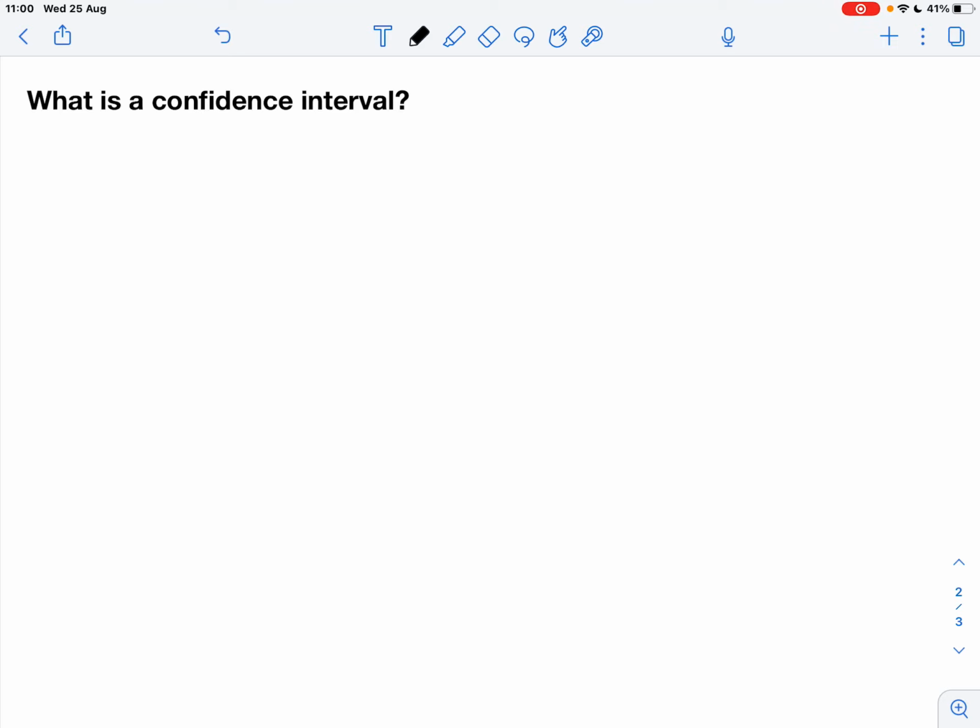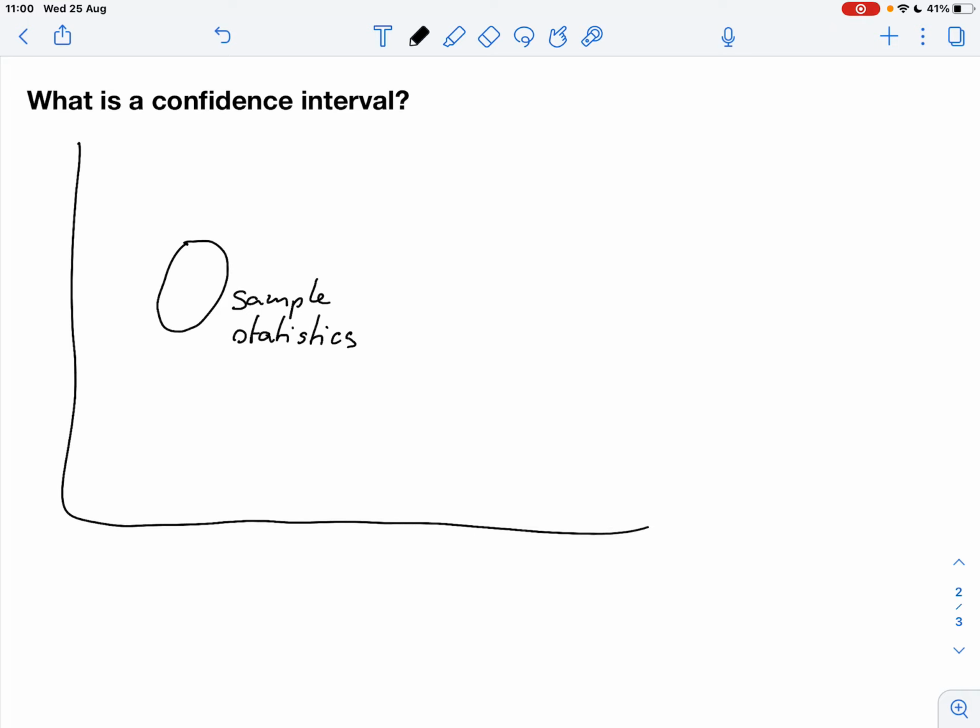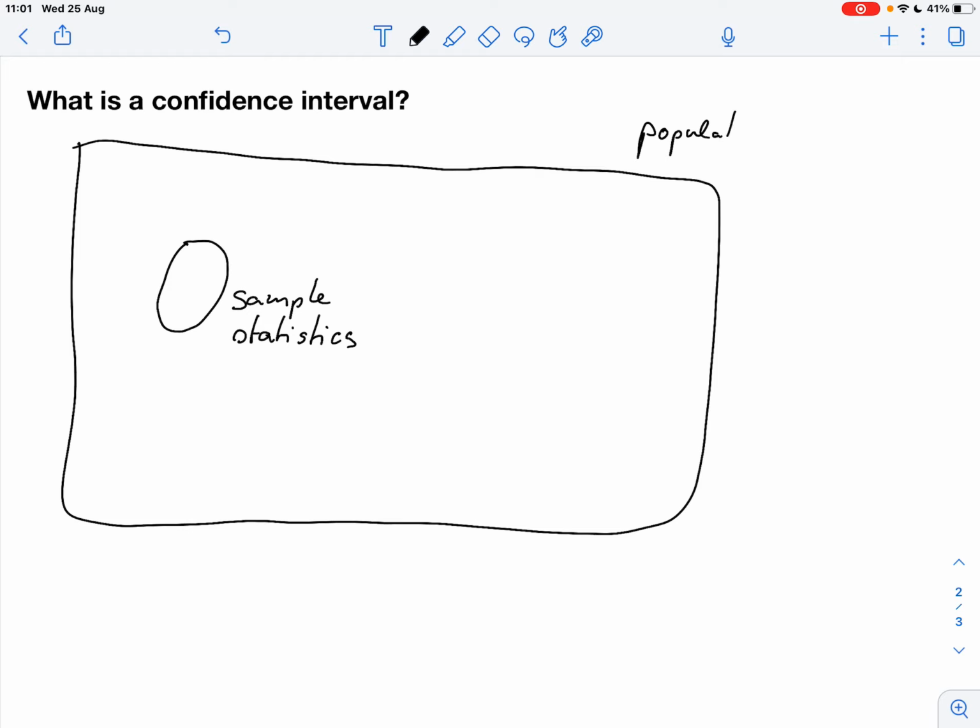So we usually take a sample. So we make some observations. This is a sample, and this sample is characterized by certain values, by the sample statistics. So this could be the sample mean, the spread of the sample, etc. And this sample is part of a much larger population. The sample represents this population. This is what the sample comes from.